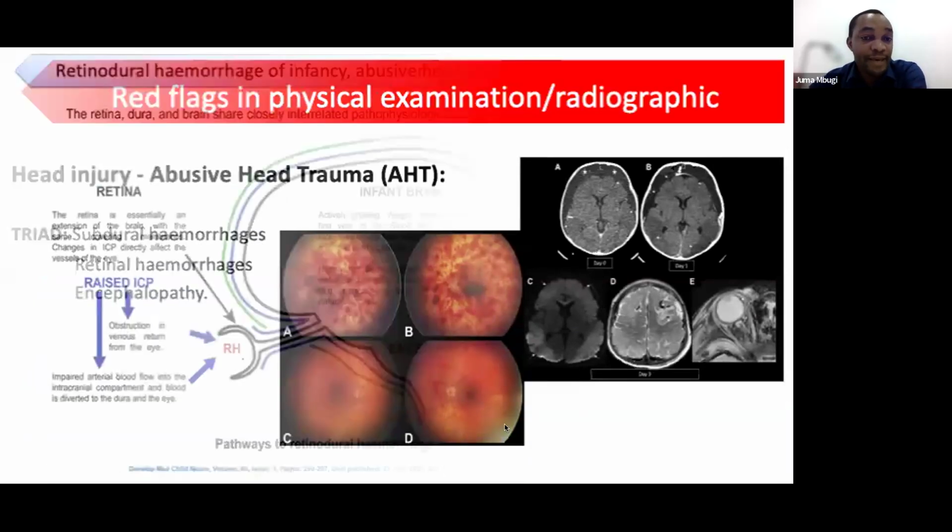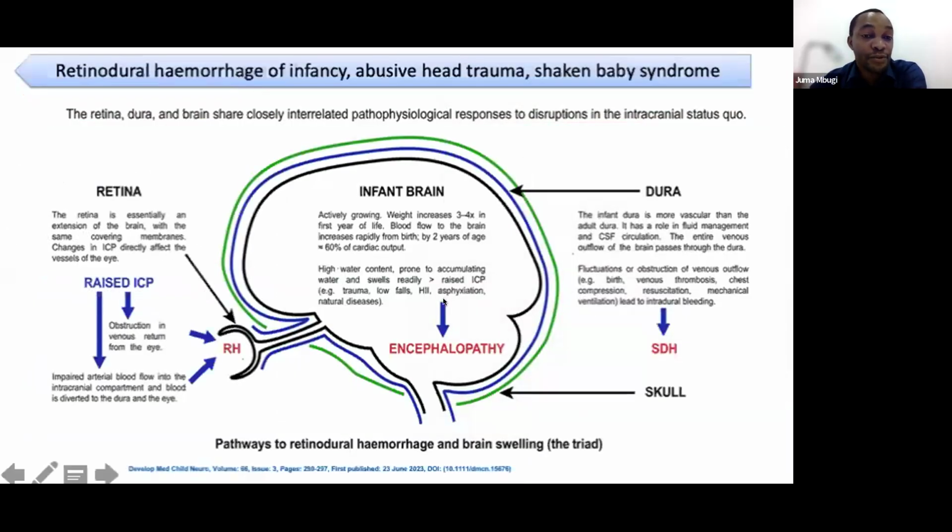How does that come about? Because these two things, the eyes, especially the retina, and the brain are interconnected. The meninges, the brain coverings that cover the brain, also cover the retina and the nerves supplying the retina. So you can have retinal hemorrhage, encephalopathy, and subdural hematoma.